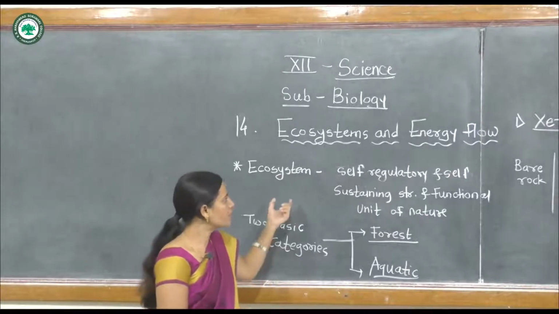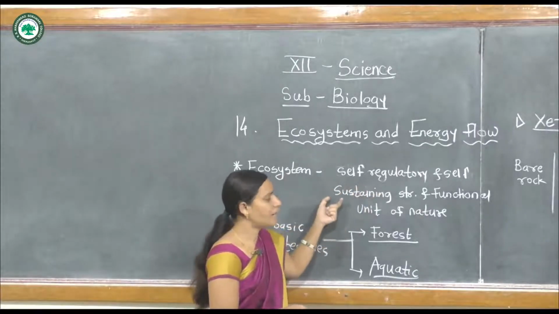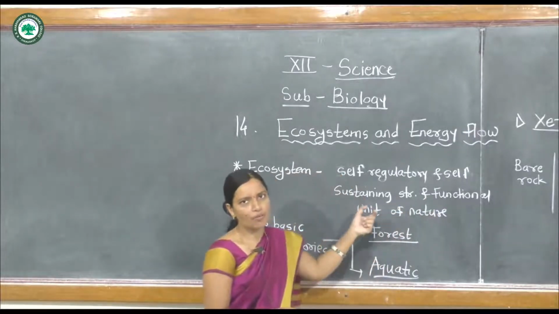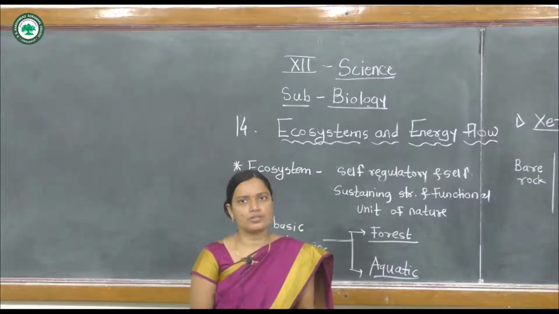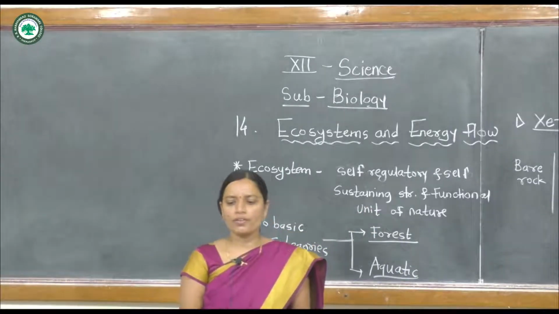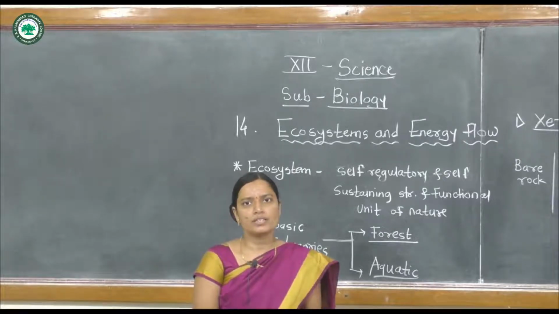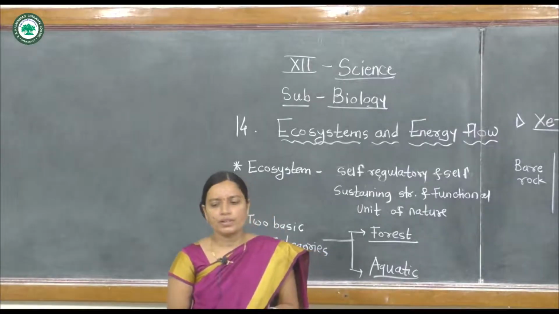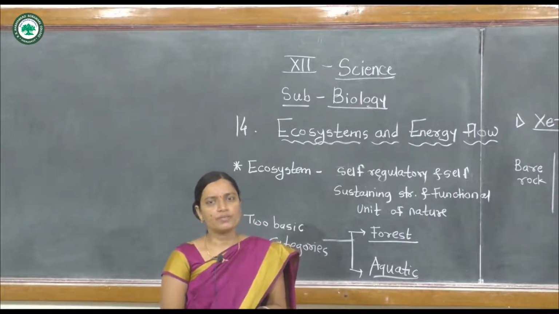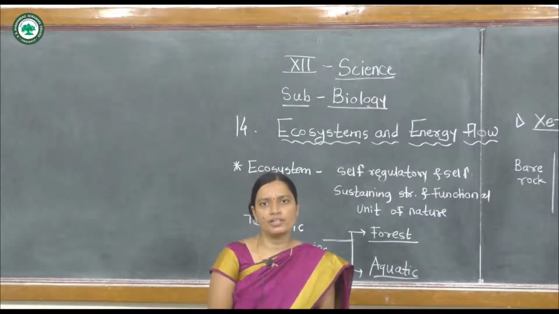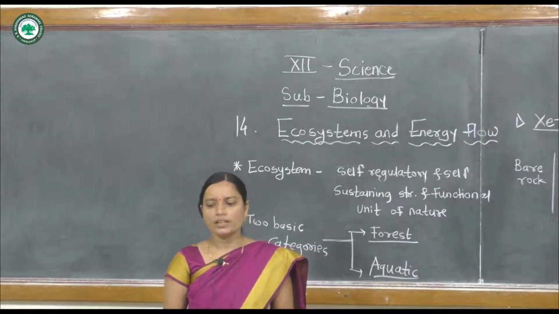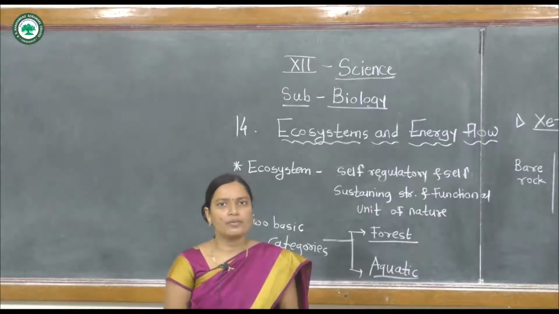The ecosystem is a self-regulating and self-sustaining structural and functional unit of nature. All living organisms are found in this ecosystem, some biotic and some abiotic. Biotic components means the living organisms, and abiotic components means non-living things. They are present in the environment.